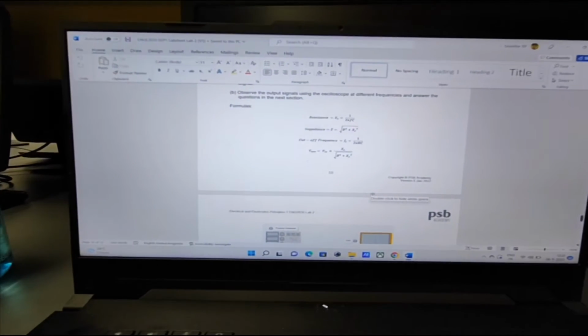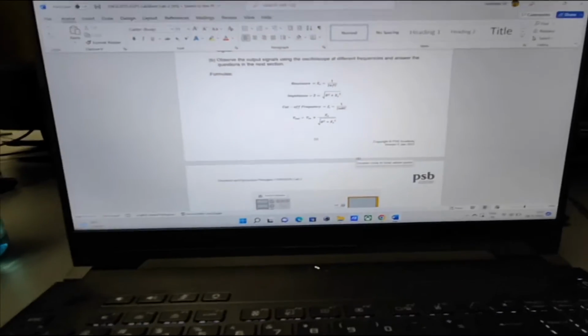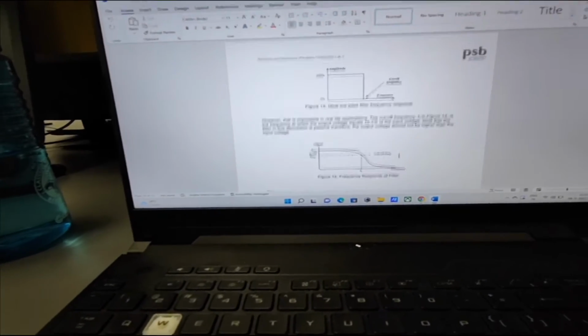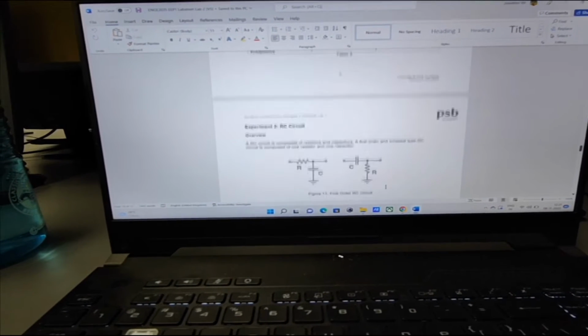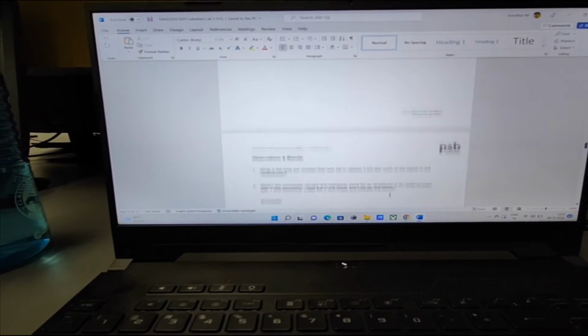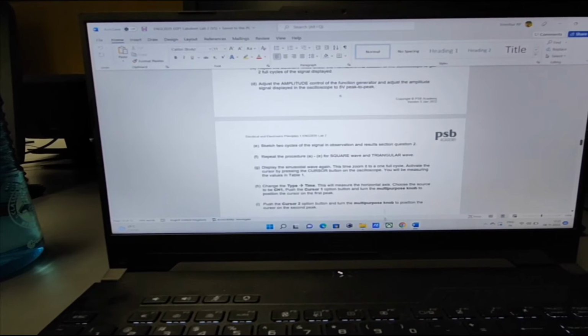Especially question 5. The answers to these are quite, few lines. Not only one line. You have to do lots of calculations.